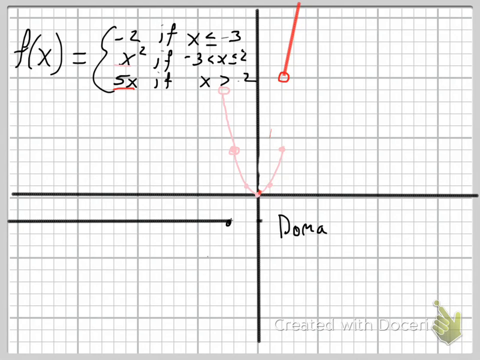The domain is everything. The domain is covered by each branch. Any number is either less than or equal to -3, or it's between -3 and 2, or it's greater than 2. So any real number is going to fit in there. So the domain is going to be all real numbers. And that's generally the case with the piecewise defined functions we're going to be graphing.